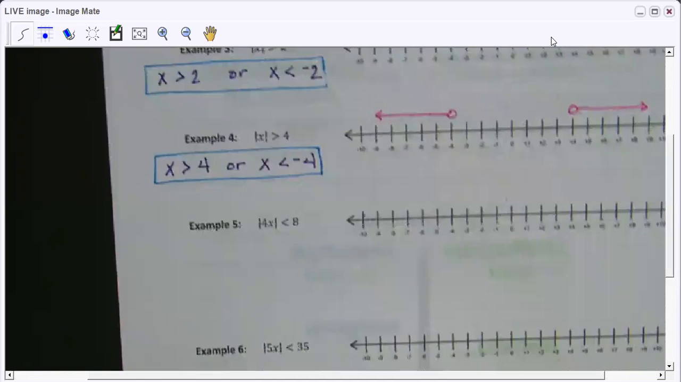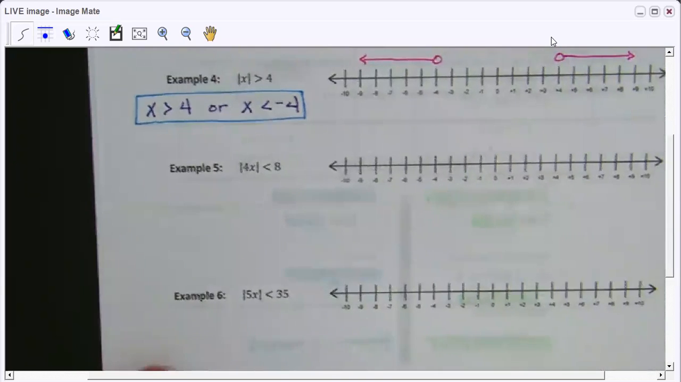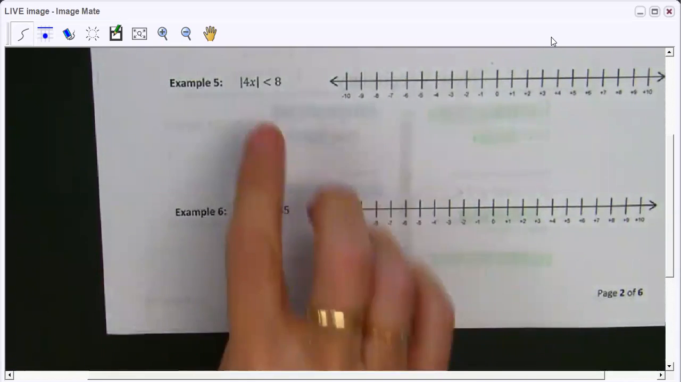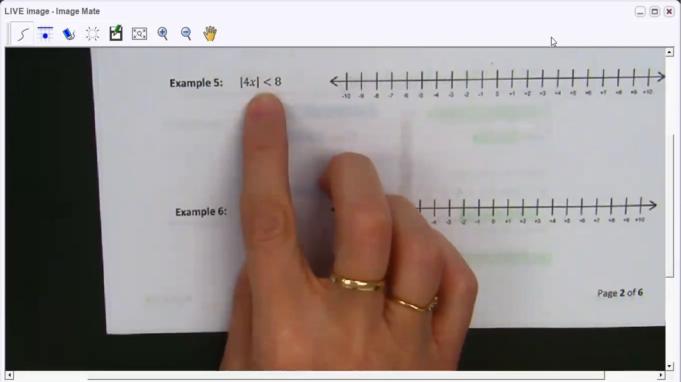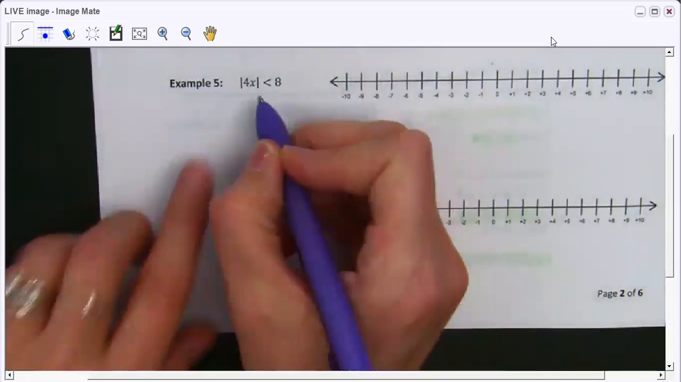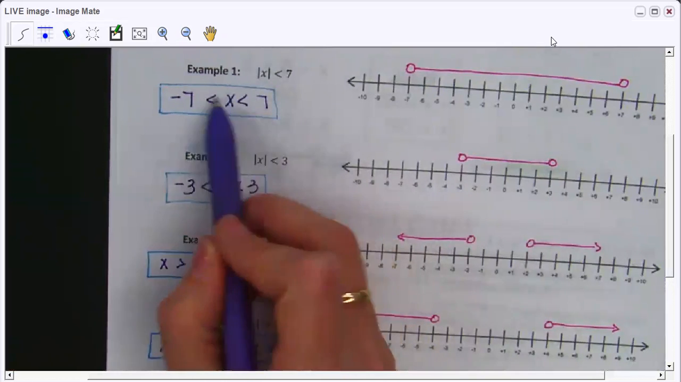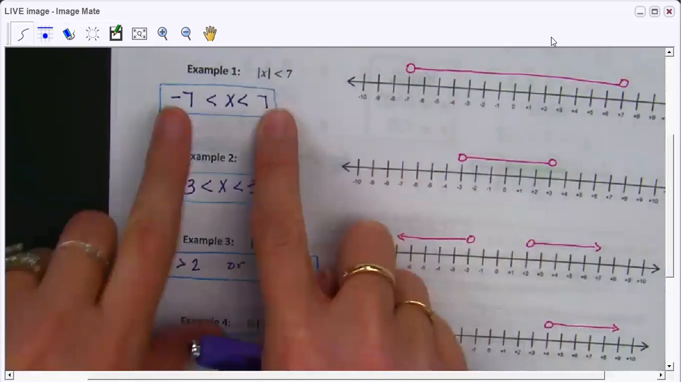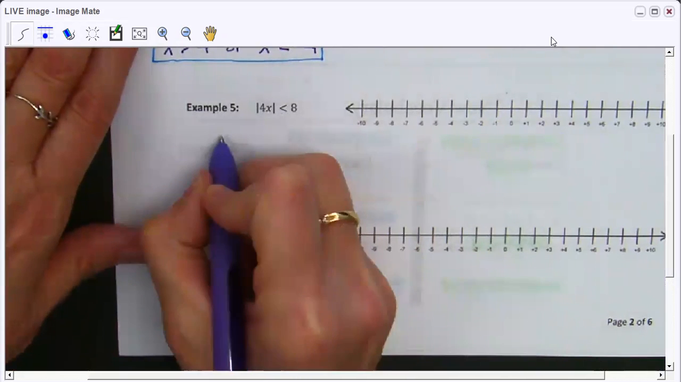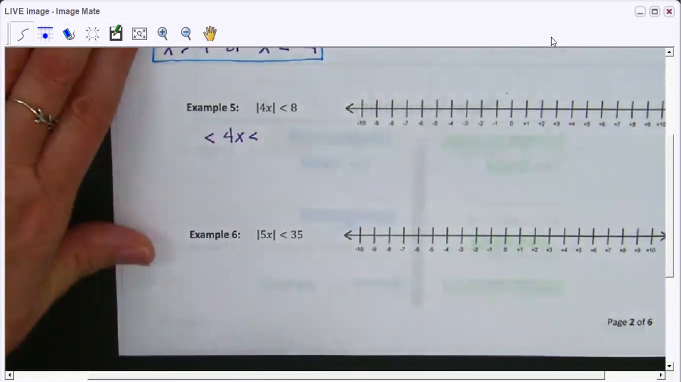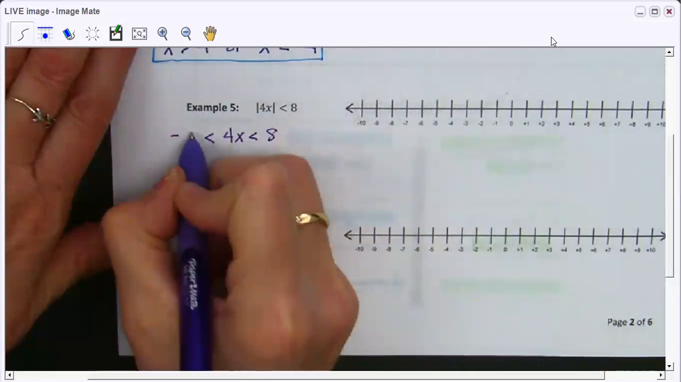All right, examples 5 and 6 are similar. I'm going to do 5 with you, and you're going to do 6 on your own. So now we're actually having to solve some stuff. Are we going to write a conjunction or a disjunction with this inequality? Conjunction, because it's less than. So again, just like when we have the X up here in the middle with these two symbols and the solution on this side and this side, we're going to do the same thing down here. But this time it's 4x, so we're going to put 4x in the middle, our two symbols, and then a +8 and a -8.